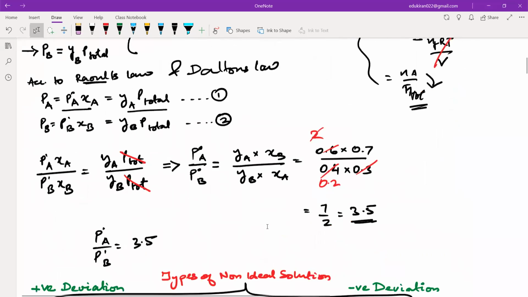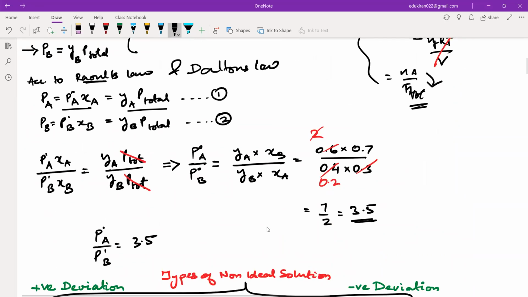Yes or no? Then we divide both of these. We will get P naught A chi A upon P naught B chi B is equal to YA into P total divided by YB into P total. P total will cancel out. Then P naught A upon P naught B will be equal to YA upon YB, with chi A and chi B moved across, and you will get YA into chi B over YB into chi A, and then you can solve this again.